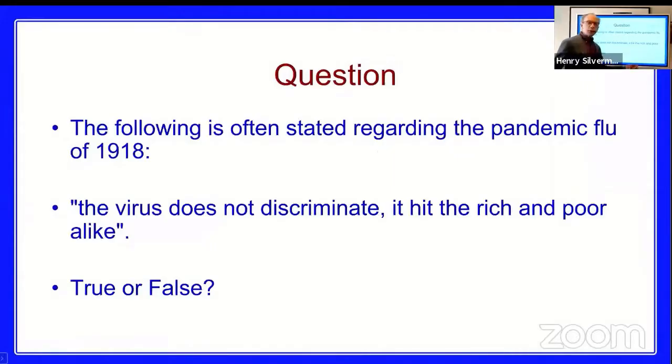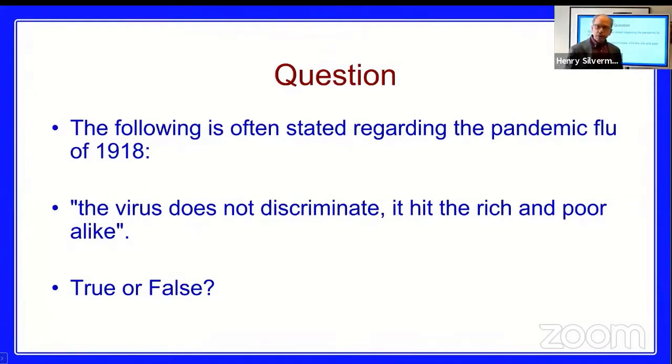Today, I'd like to first ask a question on the poll here regarding the pandemic of 1918. The following is often stated regarding that pandemic flu: the virus does not discriminate. It hit the rich and poor alike. So please vote, true or false. We'll give a few seconds for you to vote.